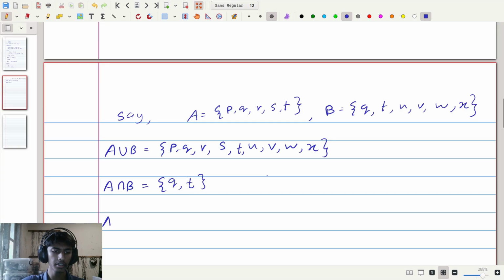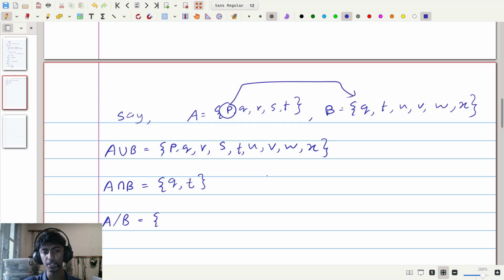The next one is a little bit different because it depends on the order. The order of these two matters. This is basically the difference of A with respect to B. What we do here is check all the elements in A and make sure they are not in B. If they are not in B, they go into the set A difference B. If they are in B, they do not go into the set. So let's take P.